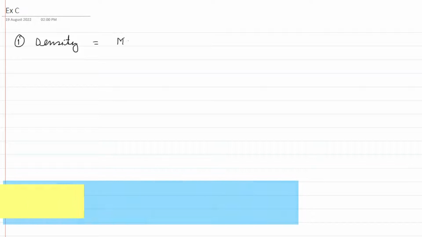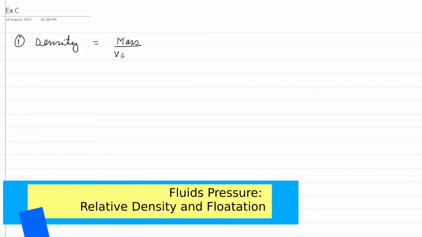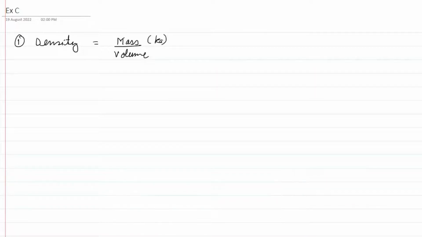We are talking about the concept of density first. Density, we know, is mass upon volume. Mass is measured in kilogram and volume is measured in meter cube. Therefore the unit of density is equal to kg per meter cube, and the CGS unit is gram per centimeter cube. It is a scalar quantity.